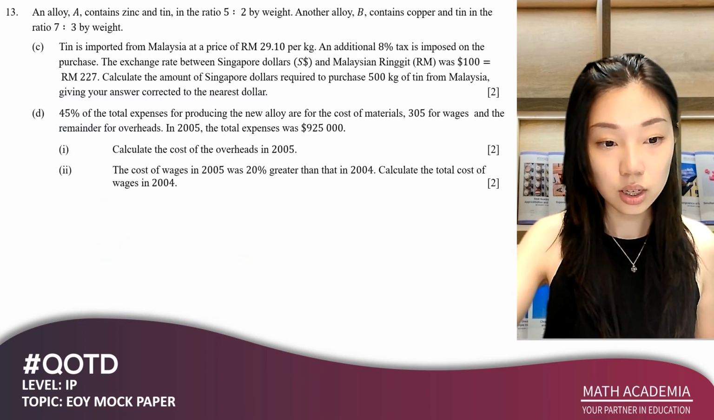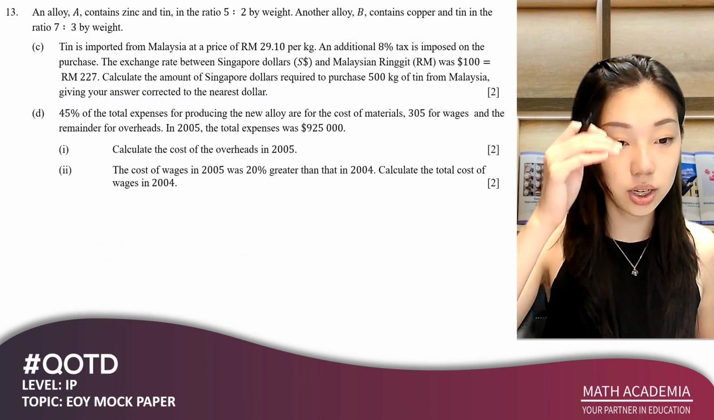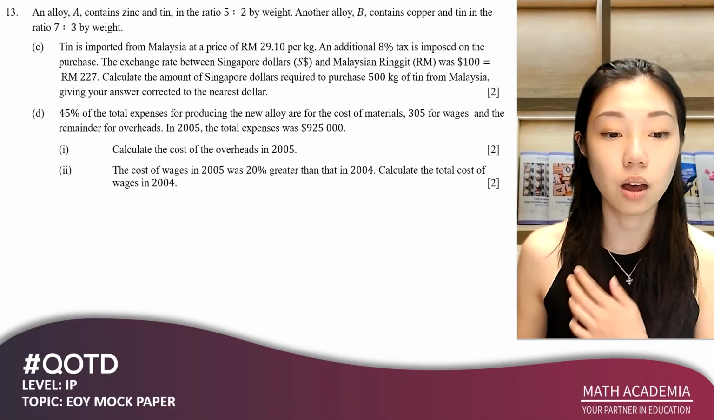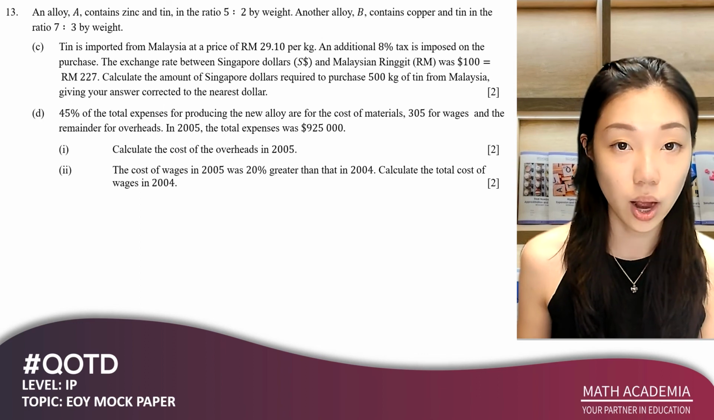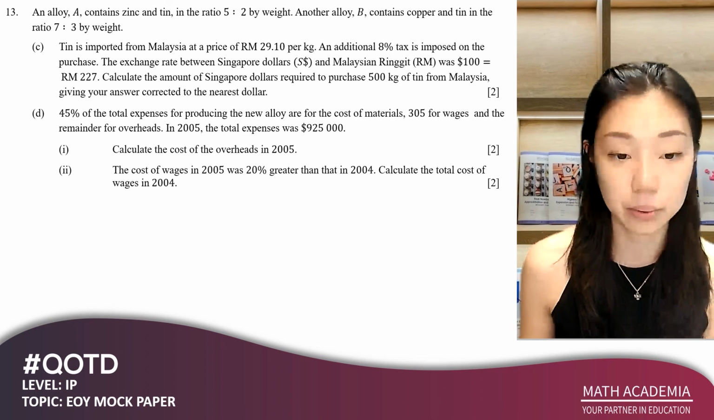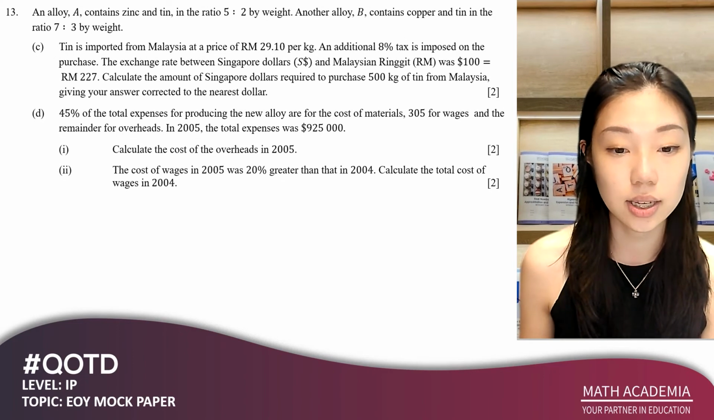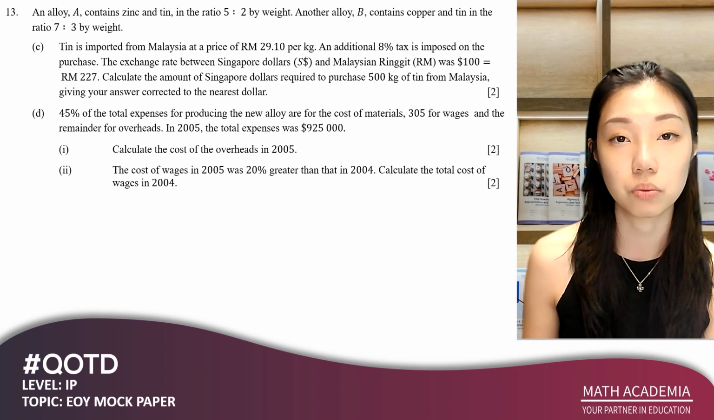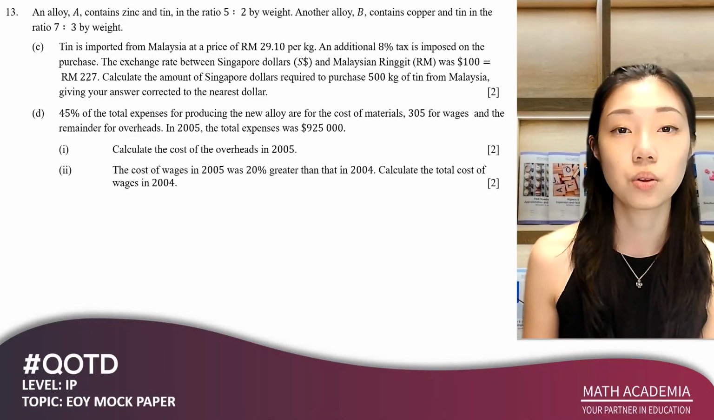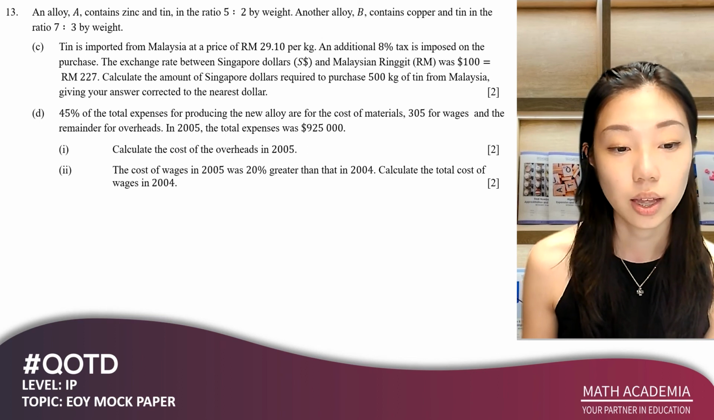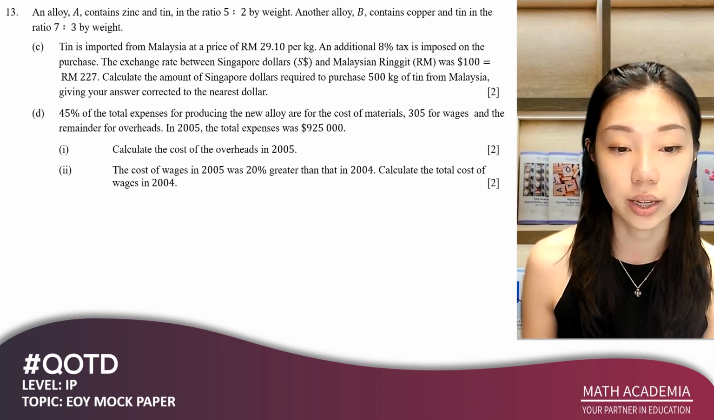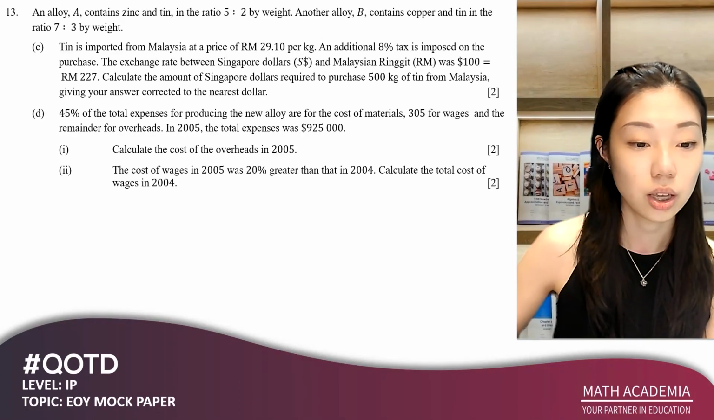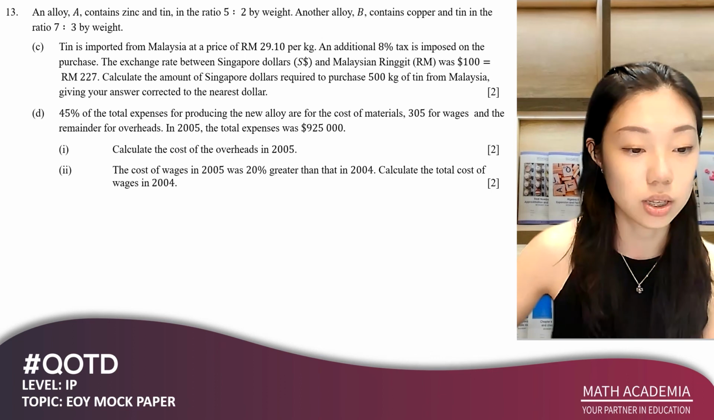Okay. Next, let's look at question 13, part C. Tin is imported from Malaysia at a price of 29.1 ringgit per kilogram. An additional 8% tax is imposed on the purchase. The exchange rate between Singapore dollars and Malaysian ringgit is $100 to 227 ringgit. Calculate the amount of Singapore dollars required to purchase 500 kilograms of tin from Malaysia, giving your answer correct to the nearest dollar.